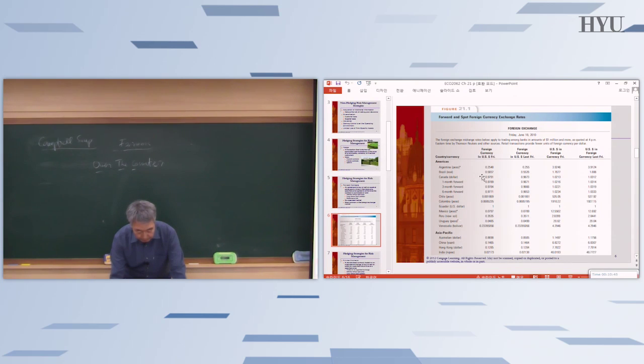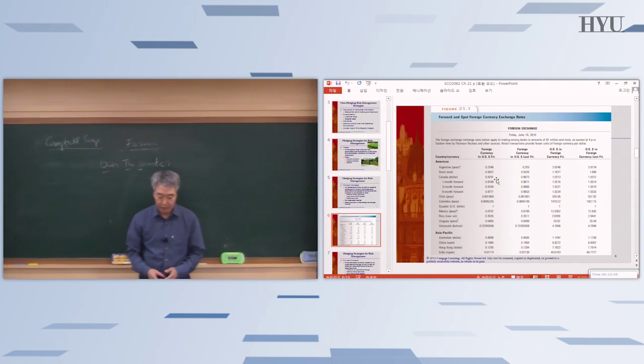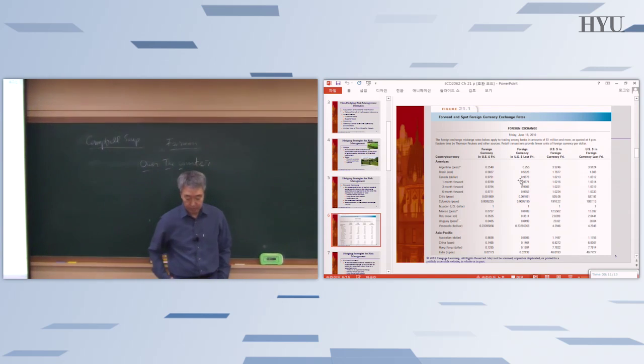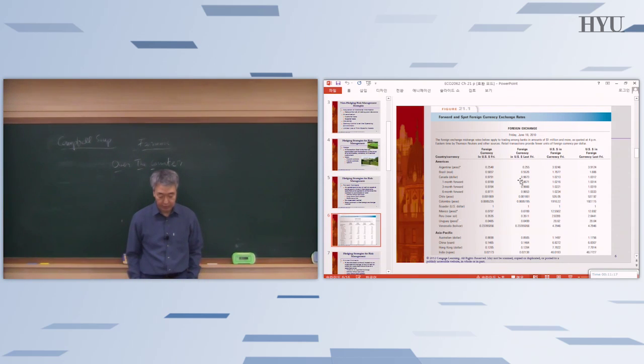So what 0.9791 means is, in order to purchase 1 Canadian dollar, you had to pay 0.9791 US dollar. This is foreign currency in US dollar. Last Friday, 1 week ago, it was 0.9673. So last Friday, you could purchase 1 Canadian dollar with only 96.73 cents of US dollar. But this Friday, it costs a little more, 97.91 cents. So what does that mean?